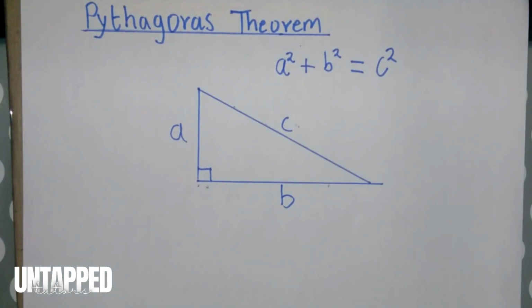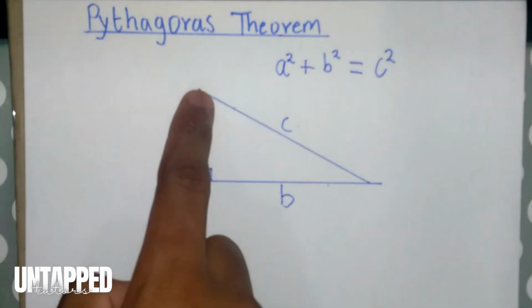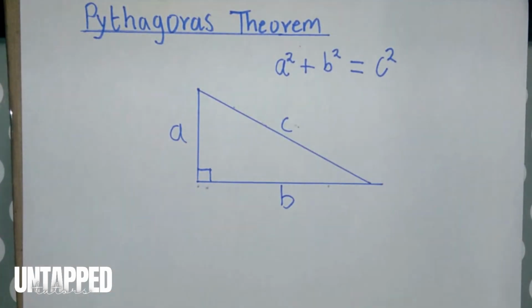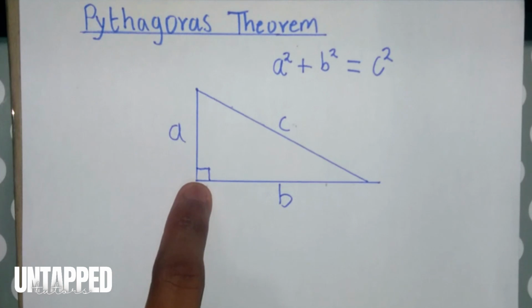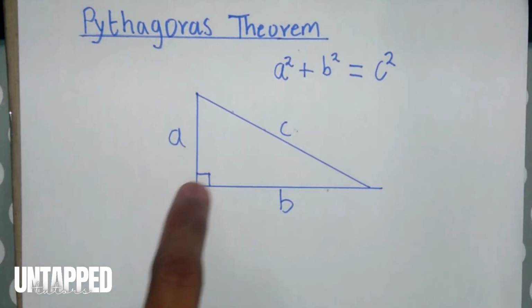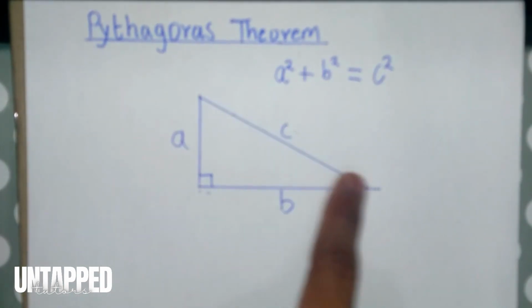So what's so important about c? C is the hypotenuse of the triangle. So how do we find the hypotenuse of a triangle? The hypotenuse of a triangle is the side opposite to the right angle. So in this case, here's our right angle and C is the side opposite.